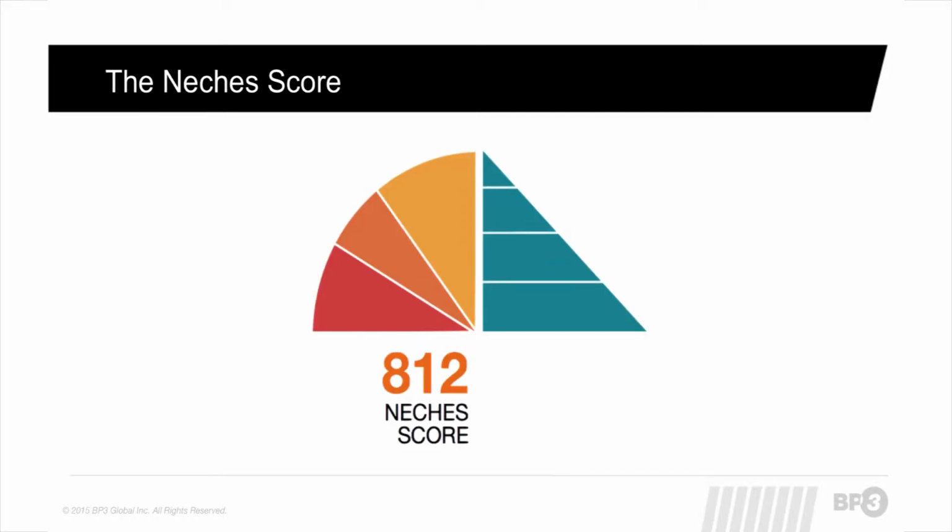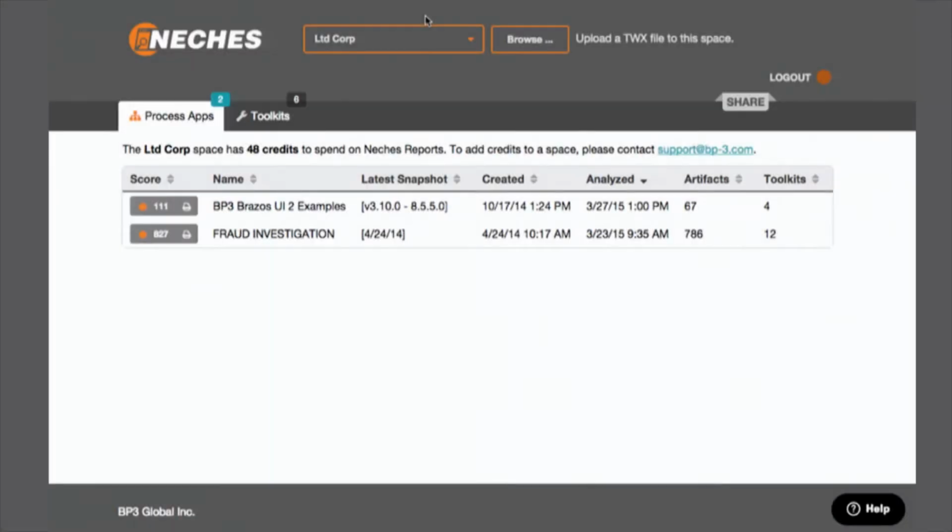Overall, solution implementation complexity is summarized by the Neches score. The more complex the solution, the higher the Neches score. This score is used to anonymously compare solutions to determine the relative quality of the implementations. So getting into the demo here.